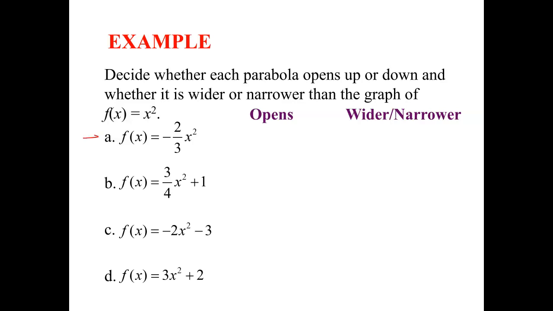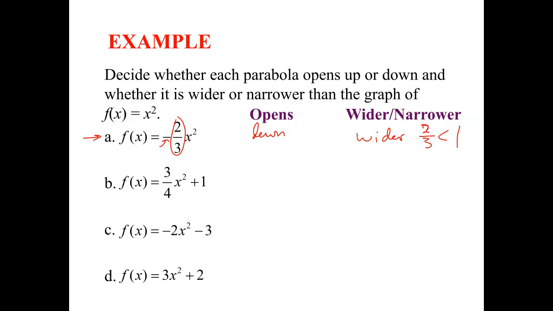So for the first one, which direction is it going to open, up or down? Why? It's negative. So that says we open down. Now is it narrower or wider? Wider. Because that is less than 1. Okay? Wider. Because 2/3 is less than 1.